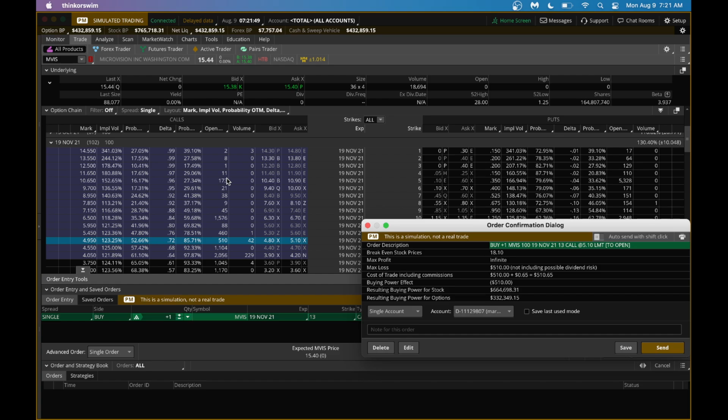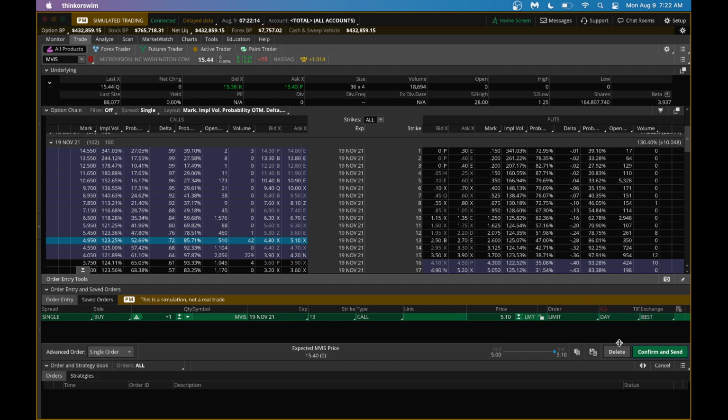If the stock goes above $18.10, then you will start making money. Otherwise, you will lose the money that you paid, which is $510. So this is one way to play the game. It's a little bit aggressive. You're hoping the price of this stock will go above 18.10 by 19th November.